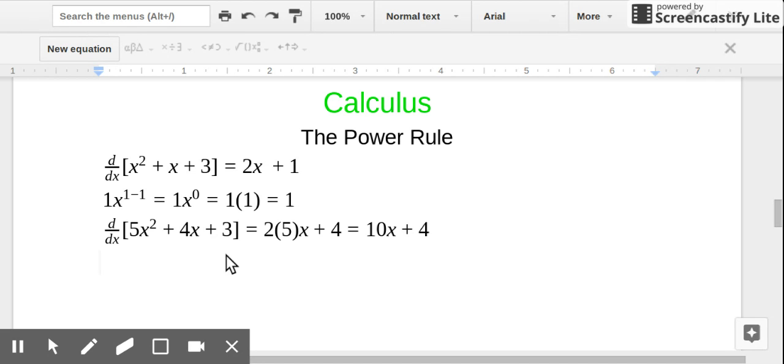All right. So this time we combined the power rule with the constant rule. I think in the next problem, we're going to find the equation of the tangent line, and then we'll call it quits on the power rule.